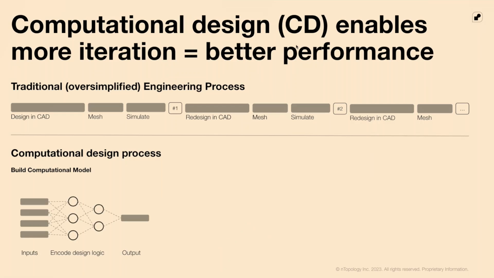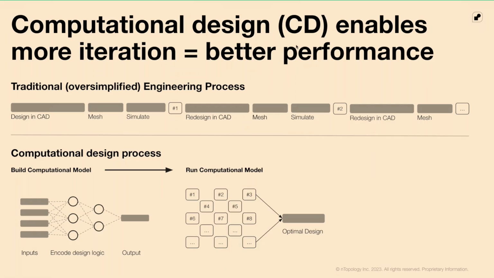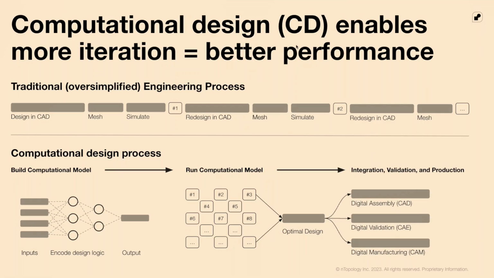And so within a computational design process, the way that we think about it is really three steps. One, you build a computational model. So you encode the logic of the design with inputs and outputs. Once you have that model built, you can then run it to come up with what the optimal design is based on some target fitness criteria. And lastly, you need to integrate that design into a larger system. So you need to go back into your CAD system for the assembly. You need to go into CAE for further downstream validation. Maybe you need to do fatigue analysis, creep analysis, et cetera. You also need to get into CAM tools for manufacturing as well.